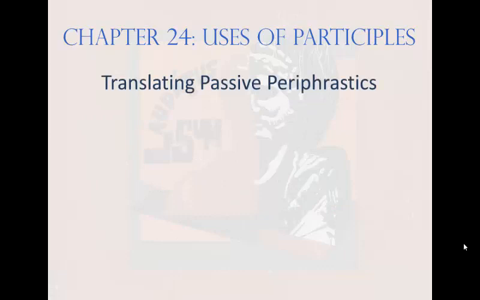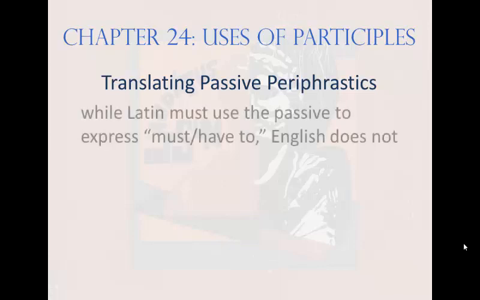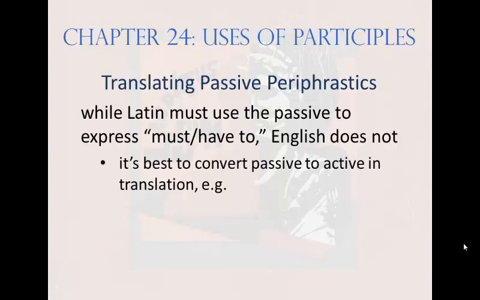Finally, let's address the ramifications of this unusual way of expressing necessity in Latin. This periphrastic must be passive, where the Latin construction has to be expressed in the passive, the English does not. English can use the active, making it good practice to change the voice when rendering our friend Andy into English. That way you avoid over-literal, stilted translations.